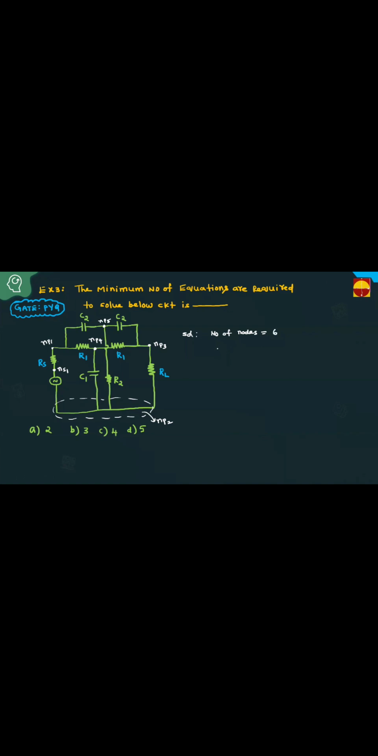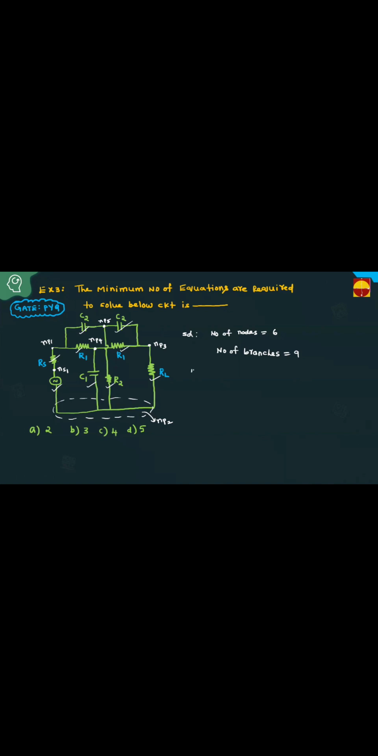How many number of branches? The number of branches equal to this 1, 2, 3, 4, 5, 6, 7, this 8, 9. Total number of branches equal to 9.